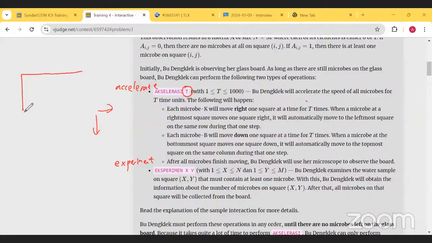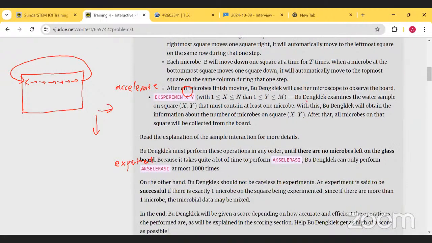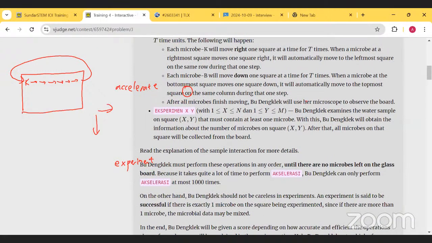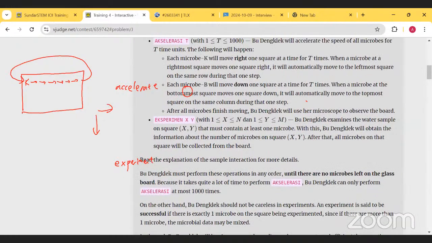And then the matrix is circular, so if a microbe K moves to the right until the rightmost, then it will come back again to the leftmost. Okay. Yes, we can do experiments as much as we want until all microbes are experimented.